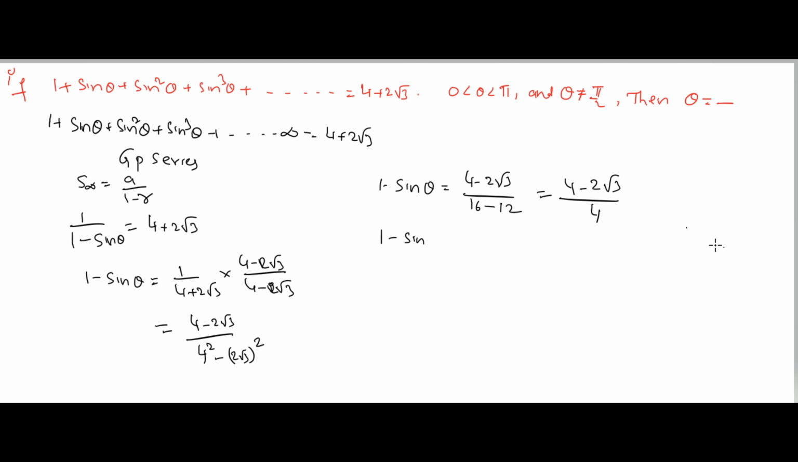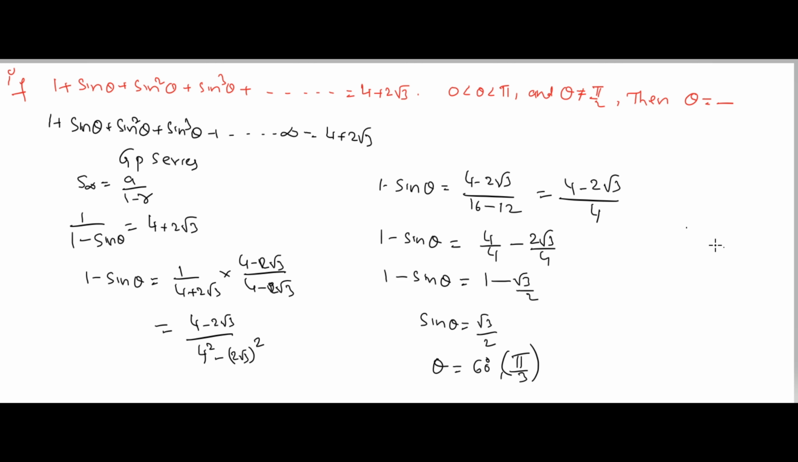1 minus sin theta is equal to 4 by 4 minus 2 root 3 by 4. Therefore 1 minus sin theta is equal to 1 minus root 3 by 2, since 4 by 4 is 1 and the 2 cancels. Therefore sin theta is equal to root 3 by 2. Theta is equal to 60 degrees, that is pi by 3, and theta also lies in the second quadrant, where the second value is pi minus pi by 3, that is 2 pi by 3. Therefore the values of theta are 60 degrees and 120 degrees.